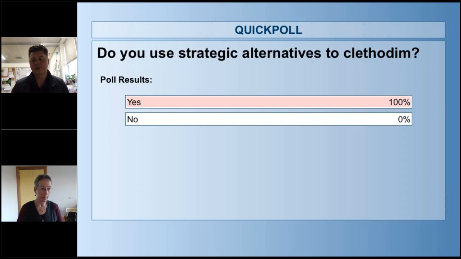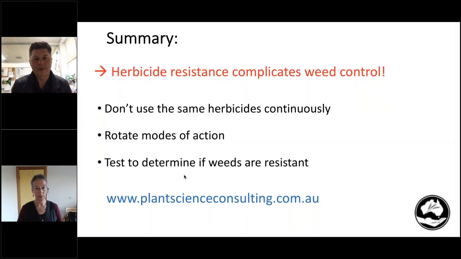Yep, I do, yeah, absolutely. And still ryegrass is the number one problem because it's just escaping. It's getting around a lot of the other strategies. So it's everyone's problematic weed.